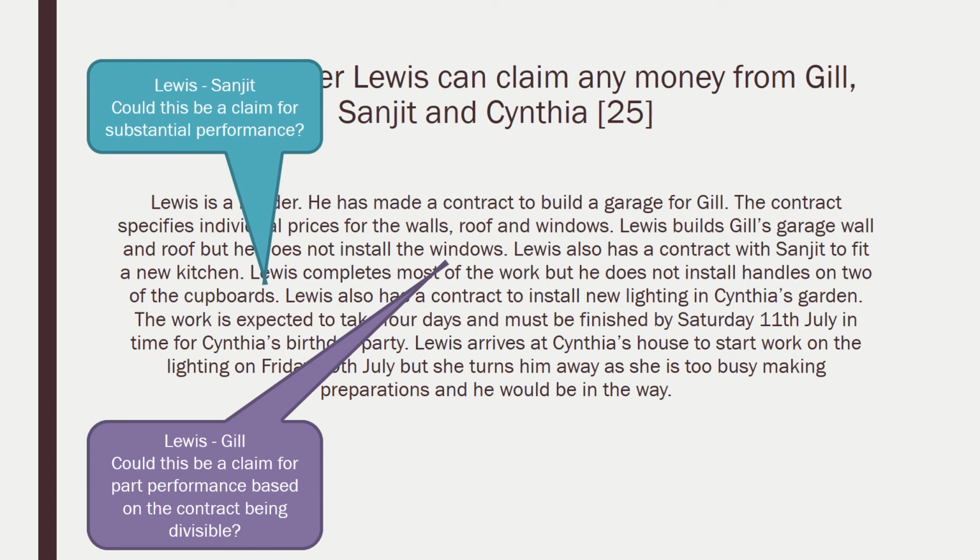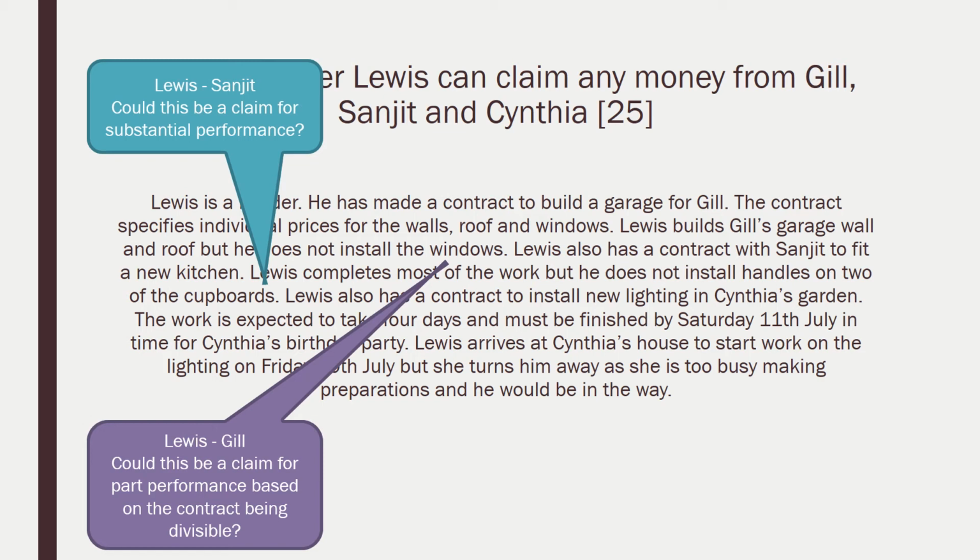In relation to Lewis and Sanjit, so Lewis has a contract with Sanjit to fit a new kitchen. He completes most of the work, but he doesn't install handles on 2 of the cupboards. So we have to consider here, is this substantial performance? So he hasn't installed 2 handles, but actually in contrast to the situation with Jill, this kitchen is going to be largely fit for purpose, isn't it? There's going to be a significant benefit to Sanjit. It's all completed minus the 2 small snagging issues. So Lewis could quite rightly, I'd say, clearly claim for substantial performance minus cost of installing 2 handles. Hopefully you agree with that.